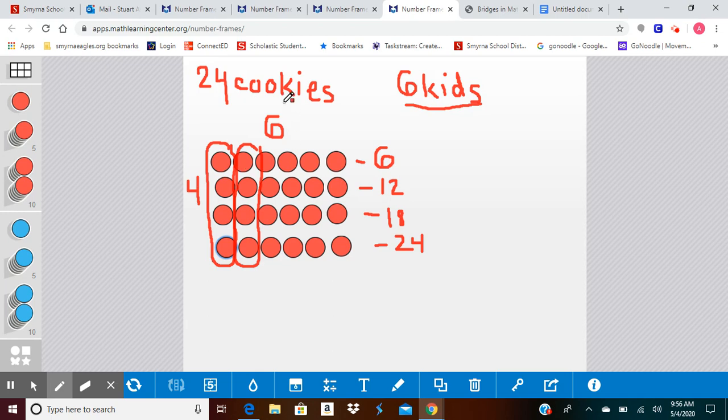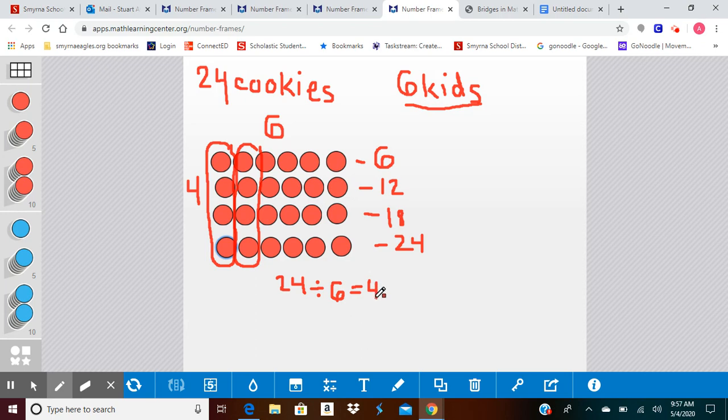Now, let's write this as a division equation because that's what we're practicing. Remember, we start with our larger number, so 24, and we were given the 6, so we're going to divide it by 6. And when we did 24 divided by 6, we learned that if we had 24 cookies and we split them with 6 kids, each kid would get 4 cookies.